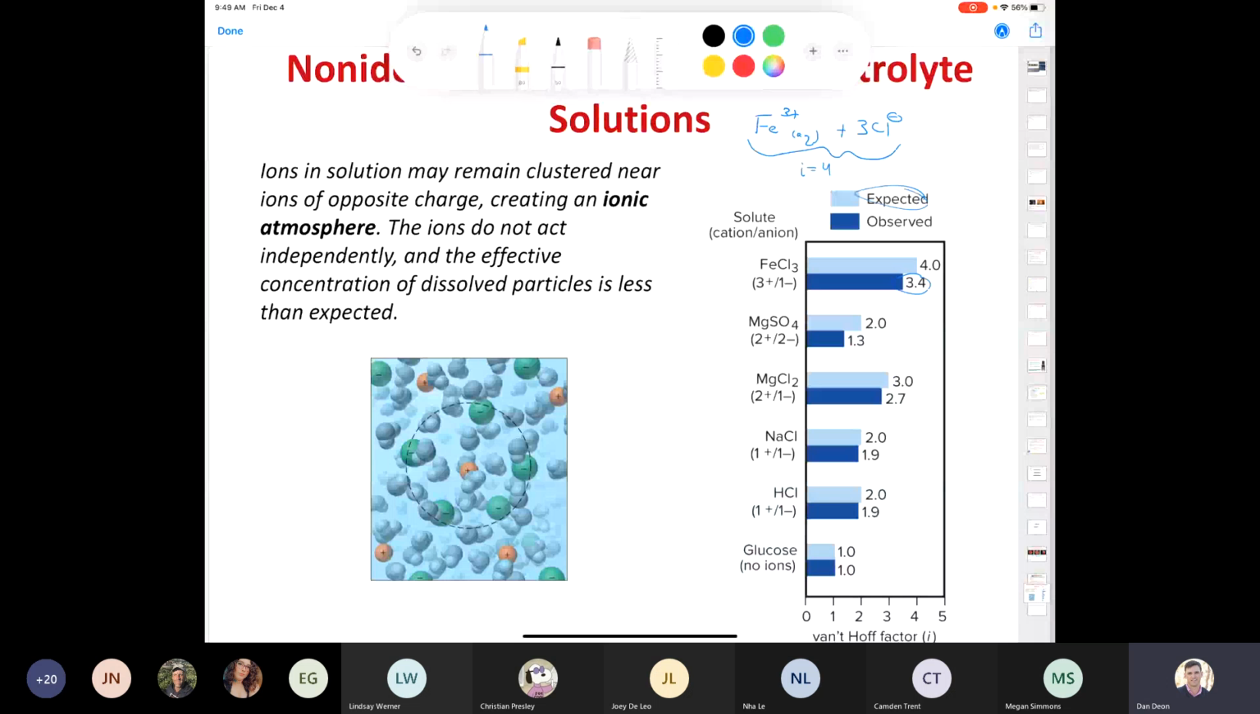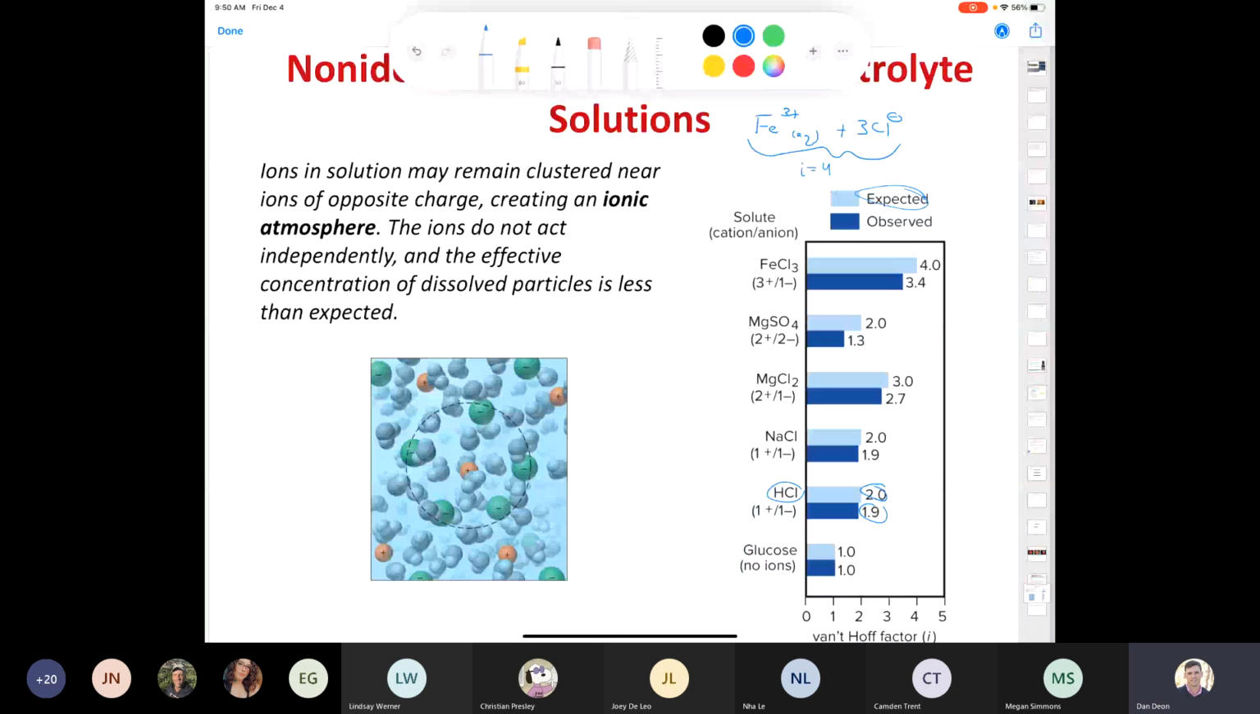Now, if you're like, well, crap, Mr. Deon, what am I going to put in my questions? You're just going to go with the expected, okay? You're not going to worry about observed. This is just a point I'm trying to make here. What about sodium chloride? We said that it was 2. What you see is that it's actually 1.9. It's a little bit lower, right? Glucose doesn't change because it's a non-electrolyte. HCl, strong acid, right? You think you'd get a proton plus a chloride, right? It should have a Van't Hoff factor of 2, but it's actually a little bit lower.